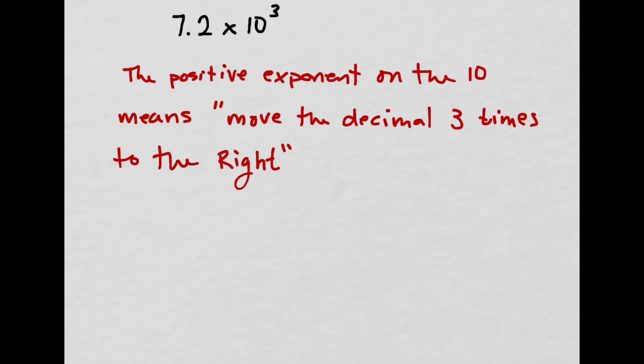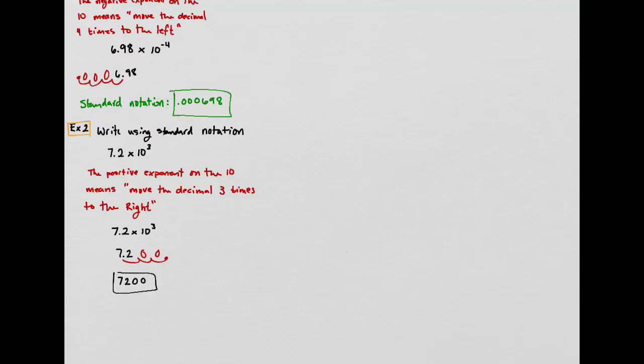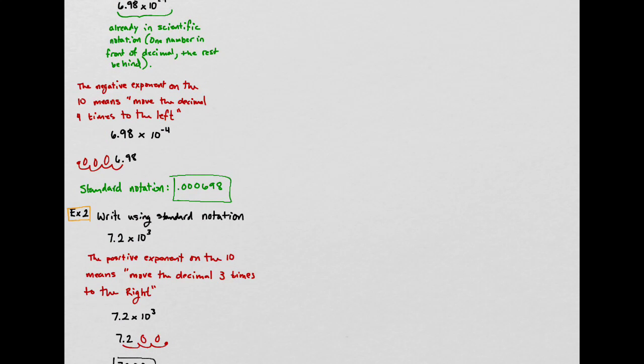So I'll write it again, and then I'll take my number 7.2 and move the decimal over 3 times. 1, 2, 3, and so my decimal goes there. Put in any zeros wherever I need them. So my regular notation, my standard notation, would be 7,200. So that's regular notation. Hopefully it's pretty easy. If it's a negative exponent, you move it to the left. If it's a positive exponent, you move the decimal to the right.